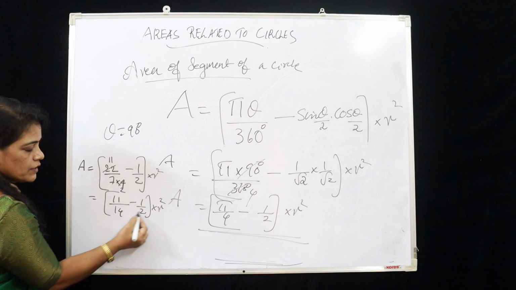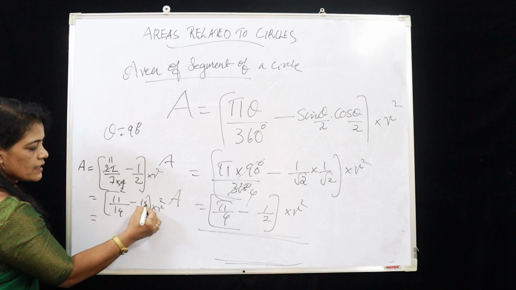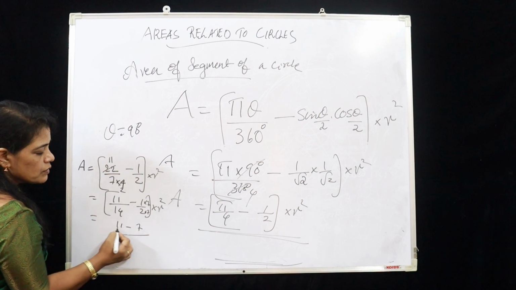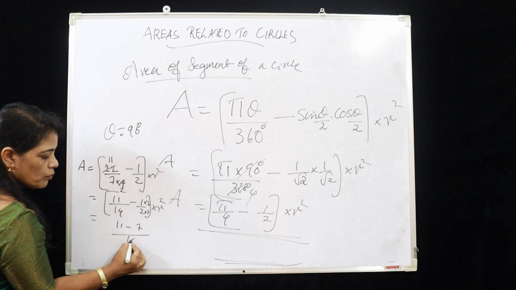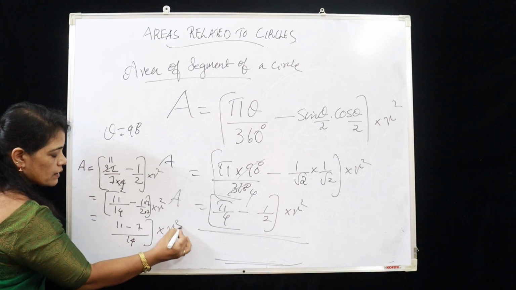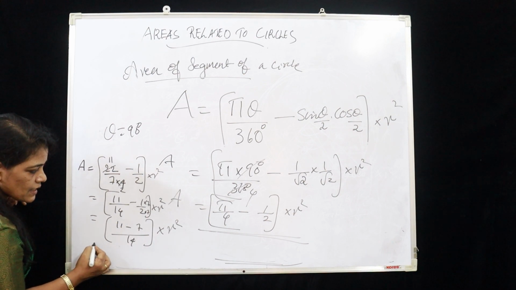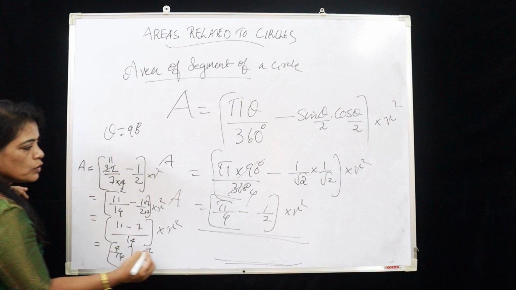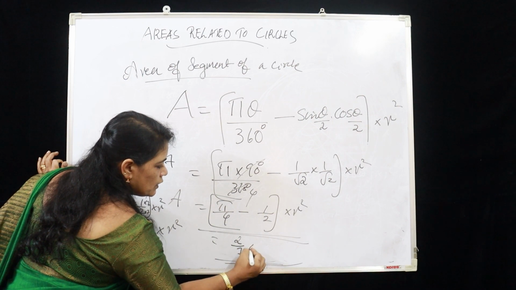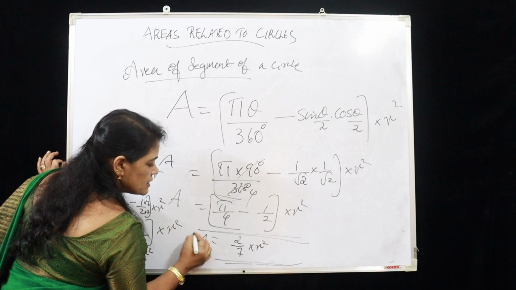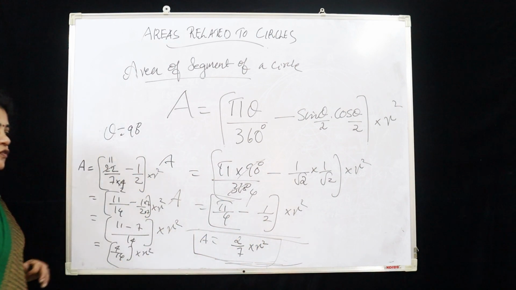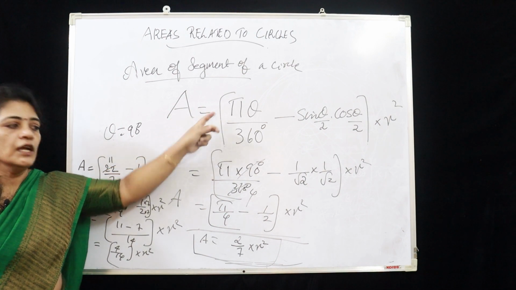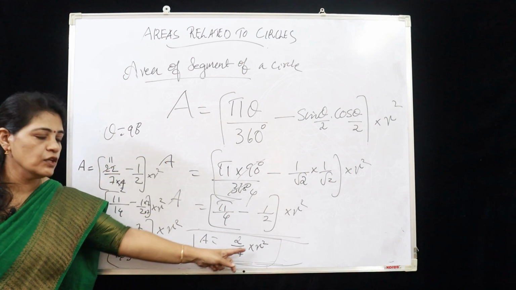Multiply by 7 in order to make like fractions. So 7 into 1 is 7, that is 11 minus 7 over 14. Subtract the numerators by keeping the denominator the same, into R square: 11 minus 7 is 4, so 4 by 14 into R square, or 2 by 7 into R square. This is the area of the segment of a circle for theta equal to 90 degree. So we have reduced this big formula into a very small one, that is 2 by 7 into R square.